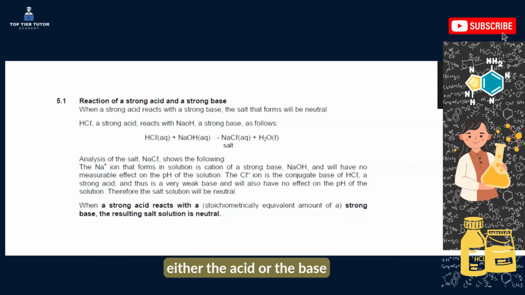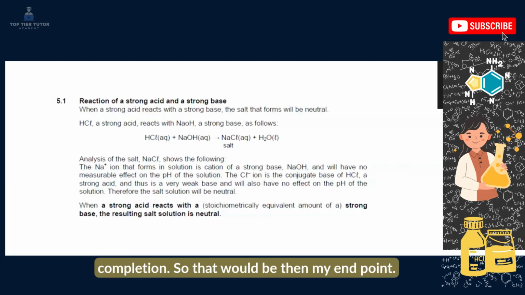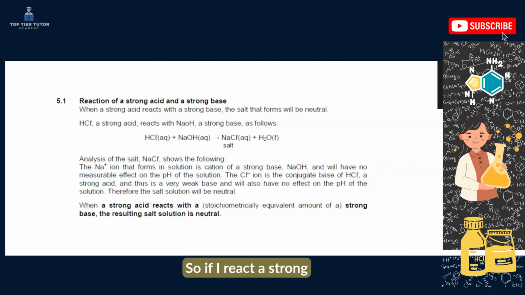As soon as one of either the acid or the base is completely used up, then the other one needs to react equivalently and would also be completely used up. So that would then be my endpoint. So if I react a strong acid with a strong base, I am expecting the solution at the end to be neutral. So a strong acid with a strong base would give me a neutral solution.